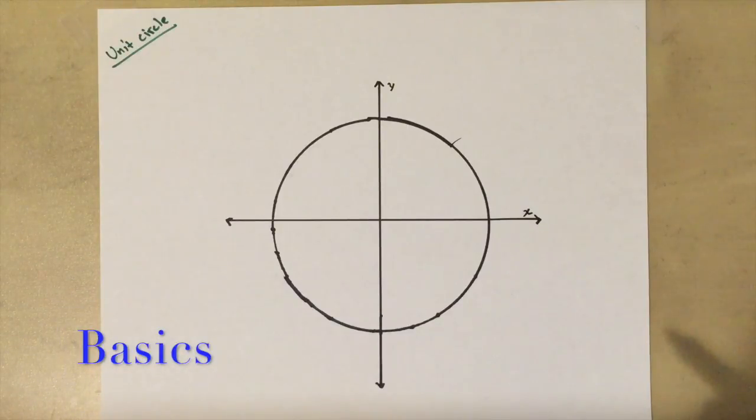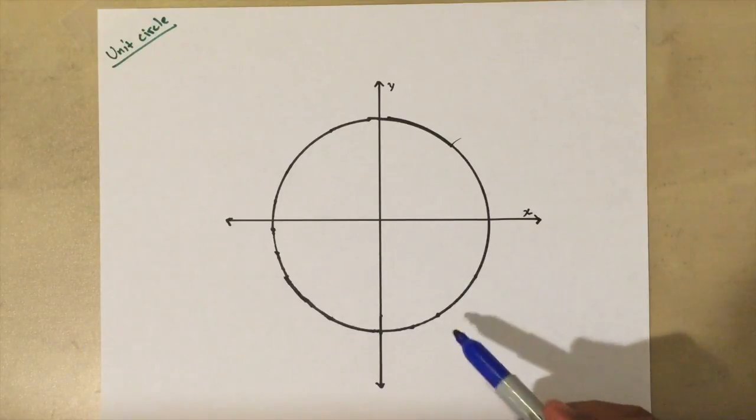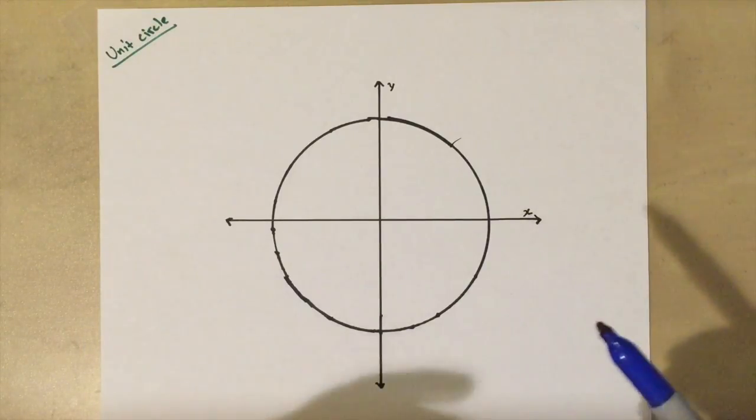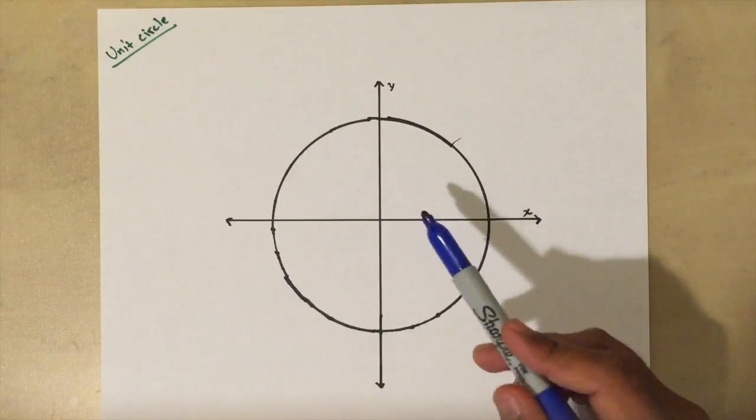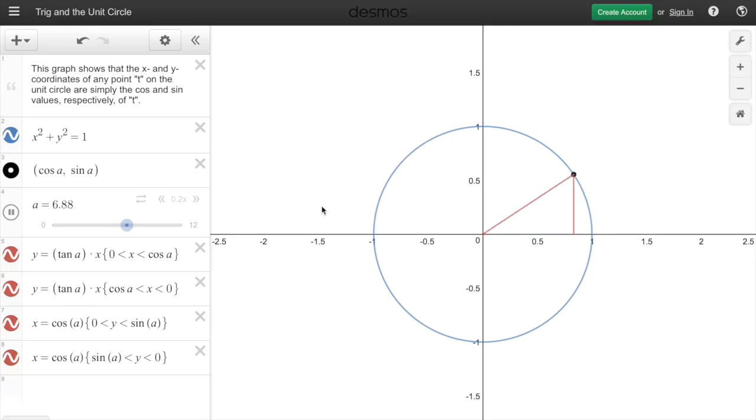First of all, the unit circle is a circle with a radius of 1. So what does that mean? Since it's centered on the origin, at every point on the circle, the distance from the origin to that point will always be 1. Using this Desmos calculator, you can see that no matter what the x and y values are, the hypotenuse is always going to be 1.